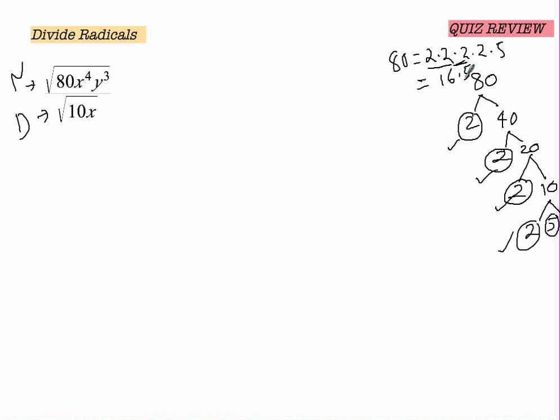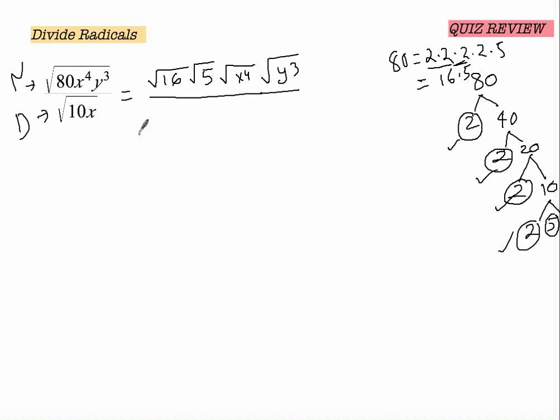And we could see that 16 is a perfect square, right? So we can rewrite this and we can say this is the same thing as square root of 16 times square root of 5, and we'll split these other two terms, which is square root of x to the power of 4, and we have square root of y to the power of 3.